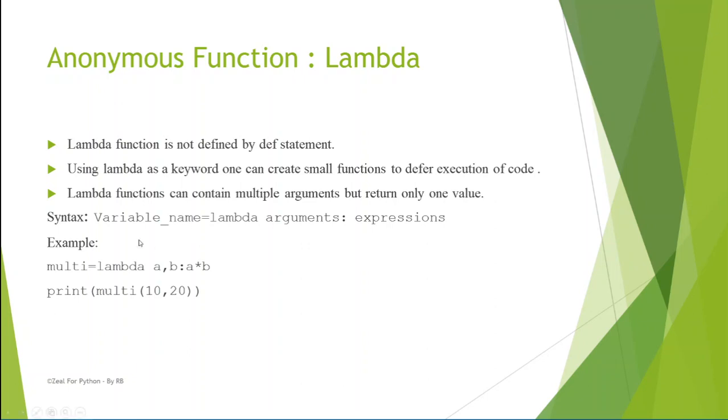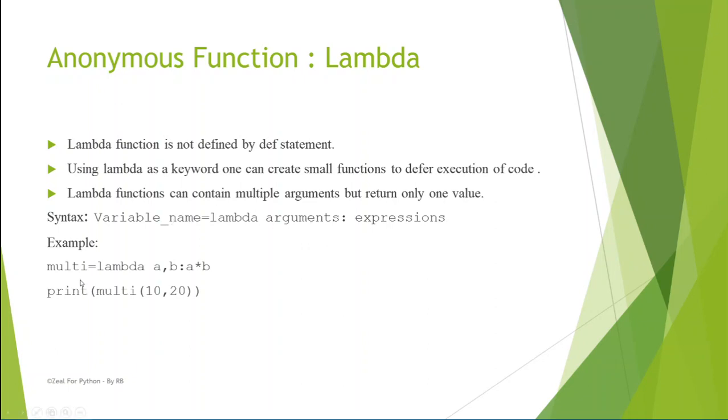Syntax for the anonymous function is variable name, lambda, arguments. Arguments are the values which you will pass to the lambda function for your functionality. And the expression is where the code or functionality which you have to check comes.